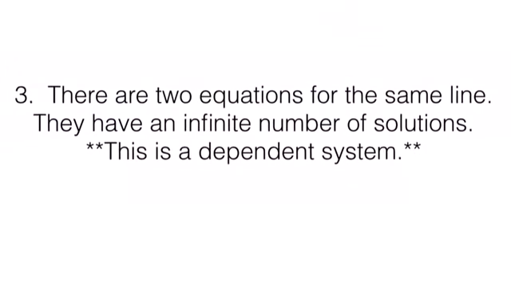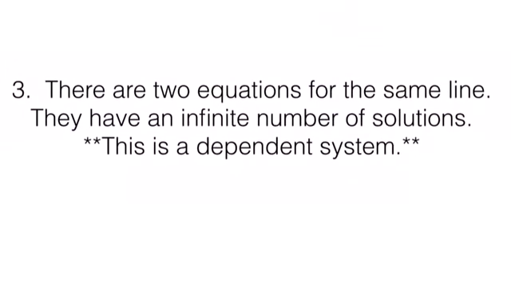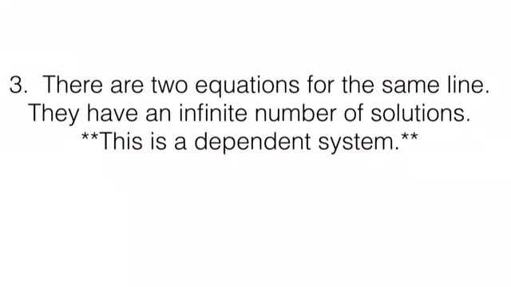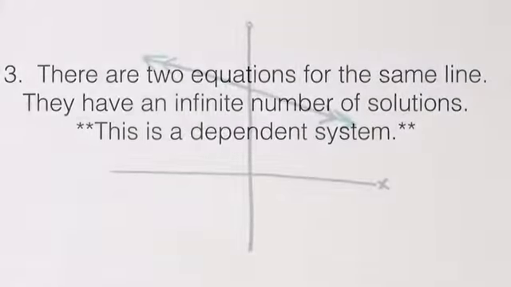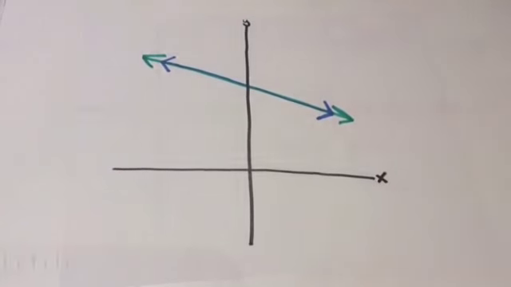The third possibility is there are two equations for the same line. The two equations overlap. They have an infinite number of solutions. This is a dependent system.